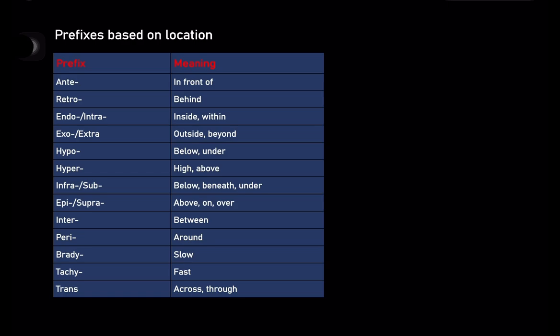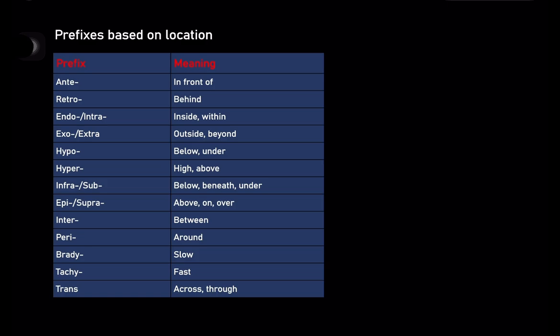So this table here summarizes prefixes based on location. So anti, we know what anterior means, in front of. Retro simply means behind something. Endo or intra refers to inside. Exo or extra refers to outside. Hypo is below or under something. Hyper is above. Infra or sub refers to below or underneath. Then epi or supra refers to above, on, or over. Inter is something that's between something. Peri is around. Brady refers to slow.